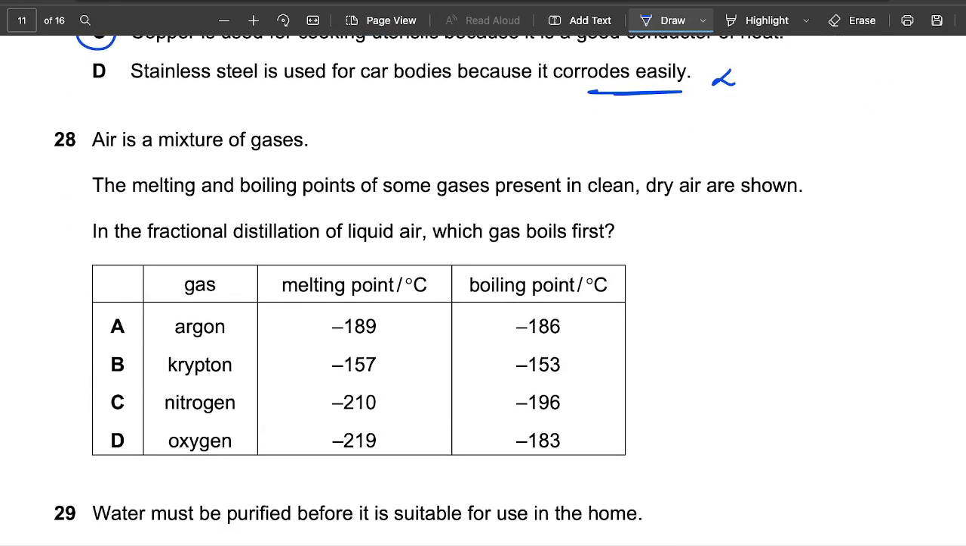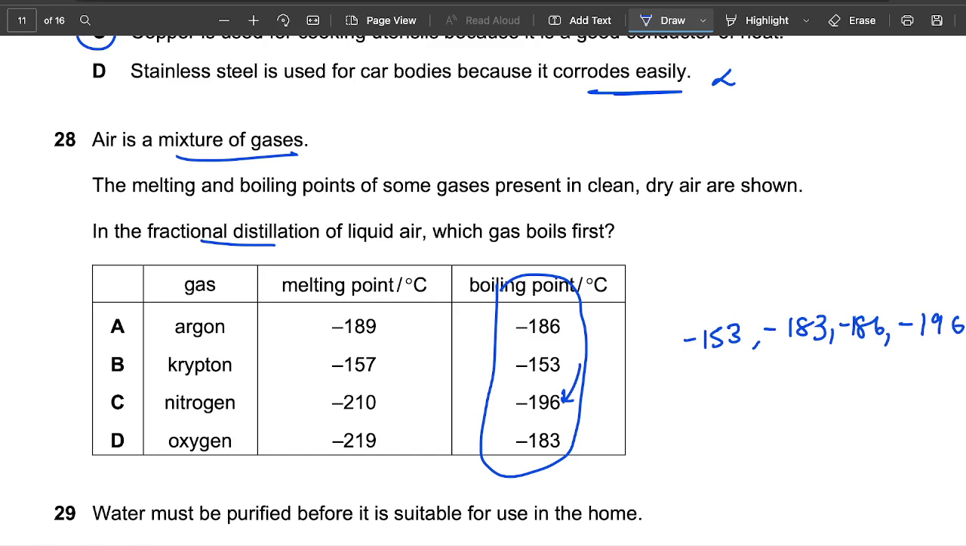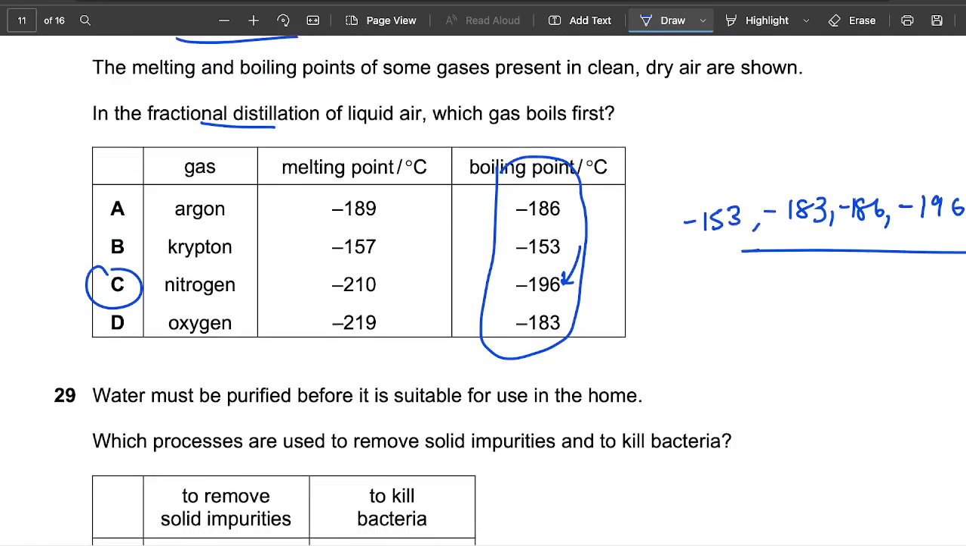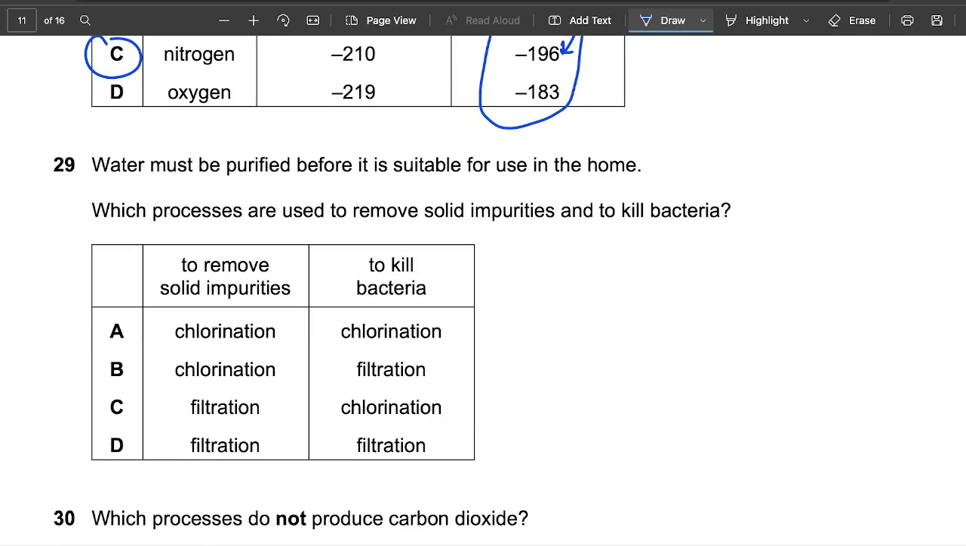Number 28. Air is a mixture of gases. We know that air is a mixture of gases comprised of many other things. The melting points and boiling points of some gases present in clean dry air are shown, for the fractional distillation of liquid air. Which gas boils first? In fractional distillation we look at boiling points. So which one is the lowest? It will be negative 196, because the order goes 153 as the highest, then negative 183, then negative 186, then negative 196 as the lowest. So the answer is C. This one will boil first because of the boiling point. We don't look at anything else but the boiling point.